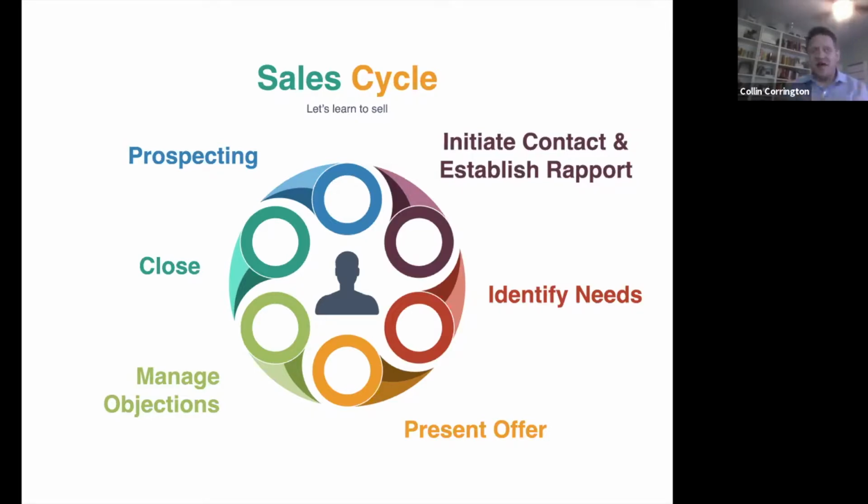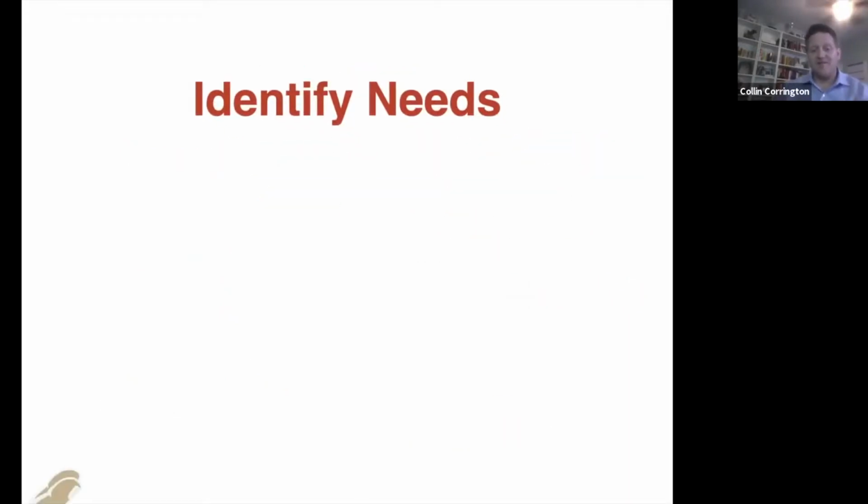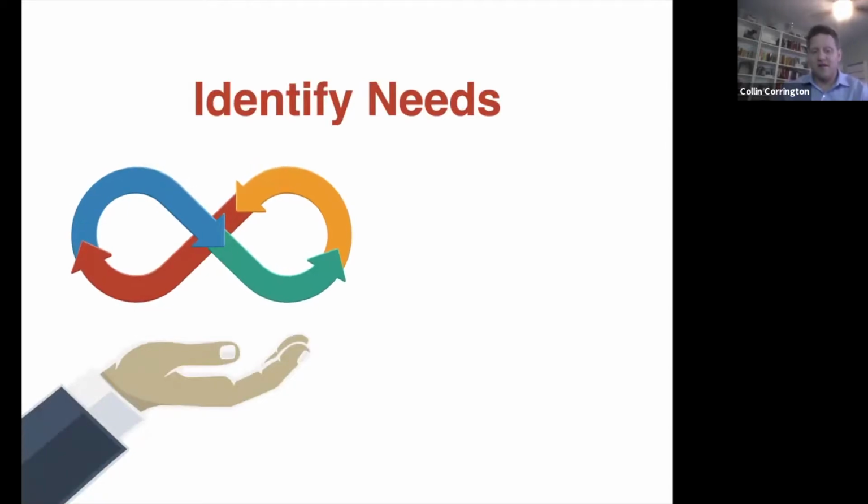These two are actually pretty easy, so this should be a pretty short presentation, but it is the most crucial part of this, at least the first part to me, which is identifying needs. So once we've established a rapport, we need to start identifying the needs of our client. Now, whether we're buying or selling, it's moot. They all have needs and what they're looking for.